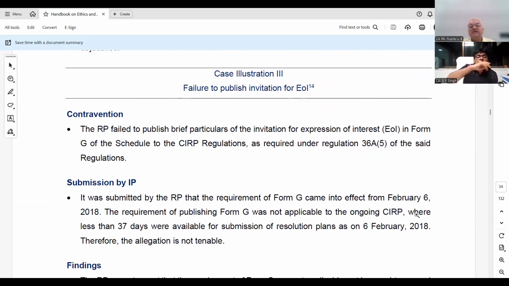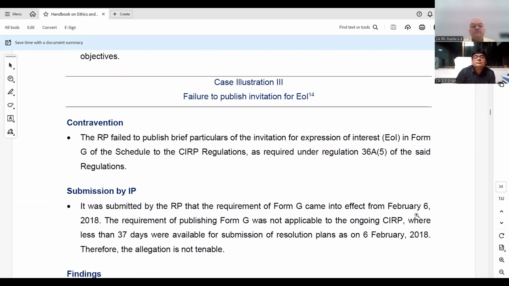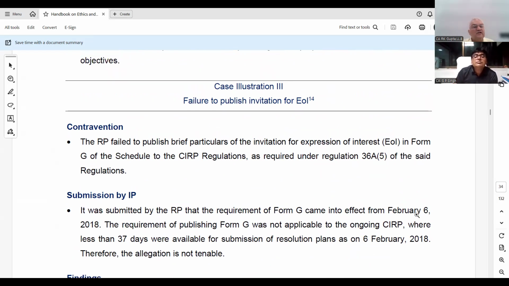Next, failure to publish invitation for expression of interest. The RP failed to publish brief particulars of the invitation for expression of interest in Form G as required under Regulation 36A(5) of the said regulations.